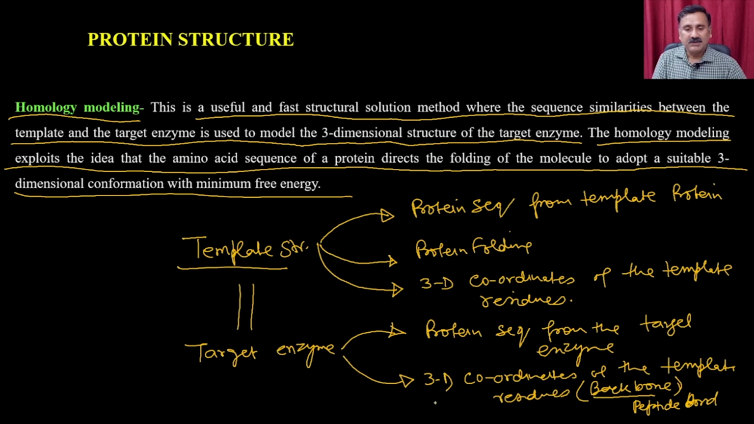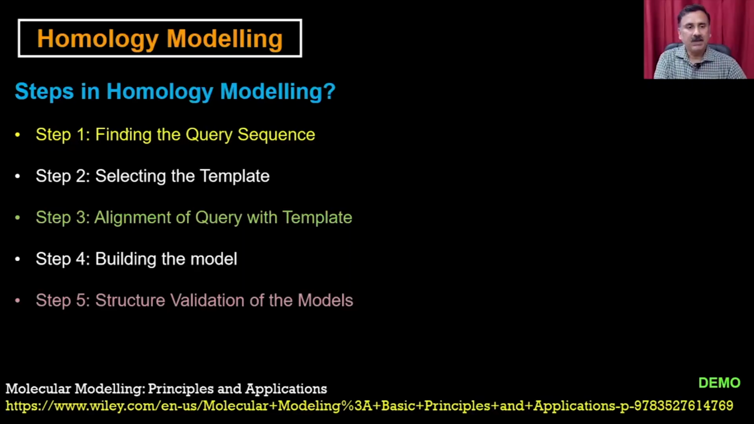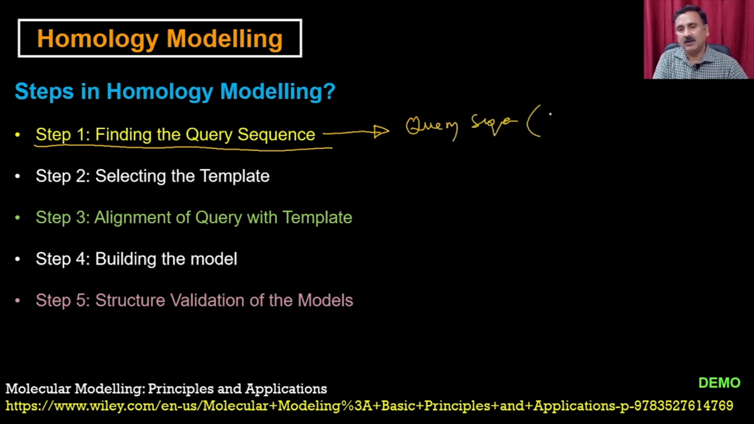So, you cannot just simply take the 3D coordinates; you have to first determine and identify the templates, and that is why homology modeling is a multi-step process. So, what are the steps? In step 1, you are going to find the query sequence, right. So, you have to identify or isolate the query sequence. The query sequence is nothing but the amino acid sequence of the test enzyme.